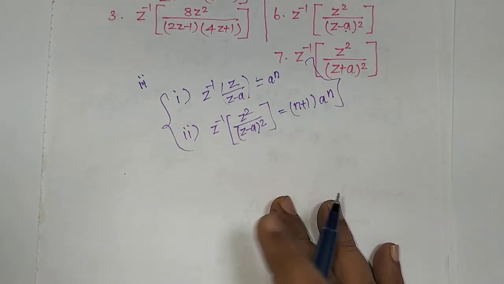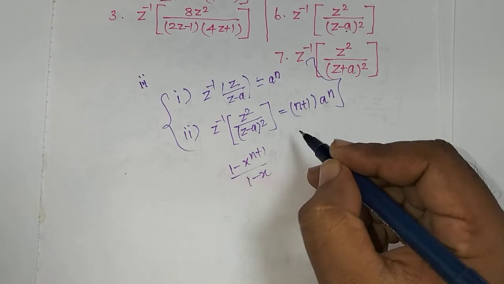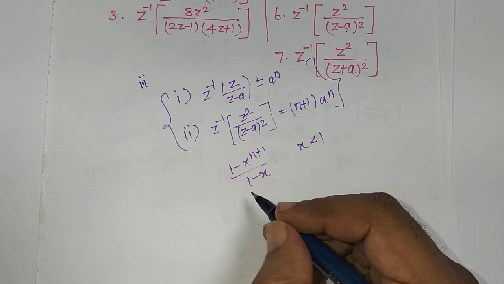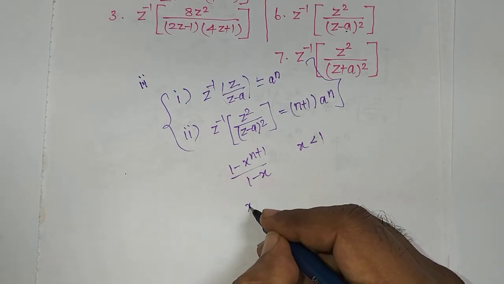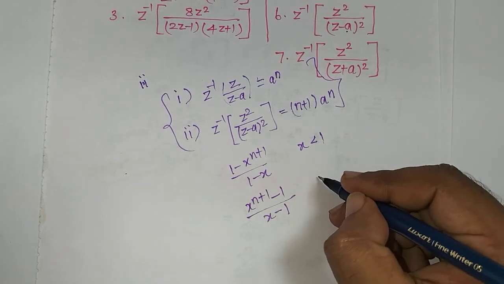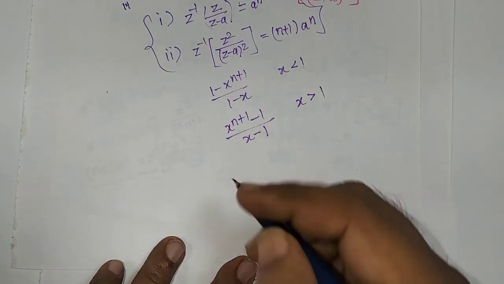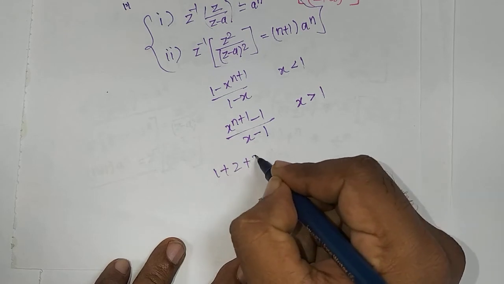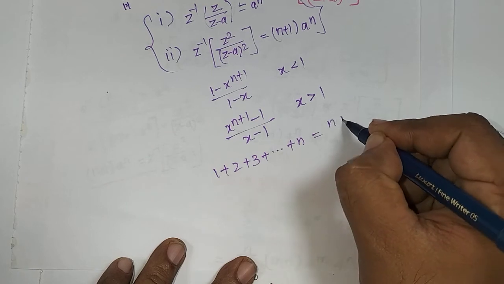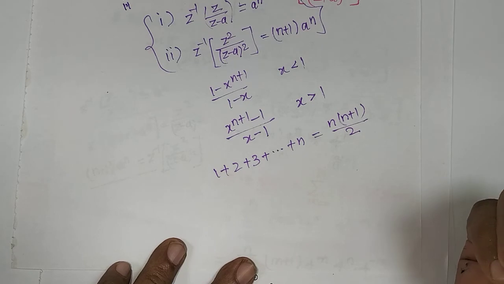And the formula 1 minus x power n plus 1 divided by 1 minus x, we can apply this formula if x less than 1. You can memorize this formula. And the corresponding opposite formula is x power n plus 1 minus 1 divided by x minus 1. We can apply this formula when x greater than 1. And one more formula is there, that is 1 plus 2 plus 3 up to n, which is an arithmetic progression. So n into n plus 1 divided by 2, sum of n. We can write n into n plus 1 by 2.